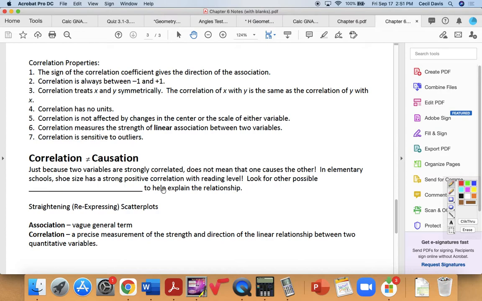As you grow older, your reading level goes up. Yes, I didn't even think of it that way. Obviously, there is a variable that actually controls both of those variables. Age tends to increase reading level and increase shoe size. So one of those doesn't cause the other. There's something else that causes both of them. So anytime you have a strong correlation coefficient, that doesn't mean that one causes the other.